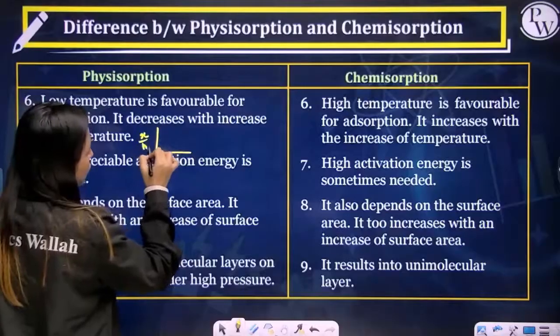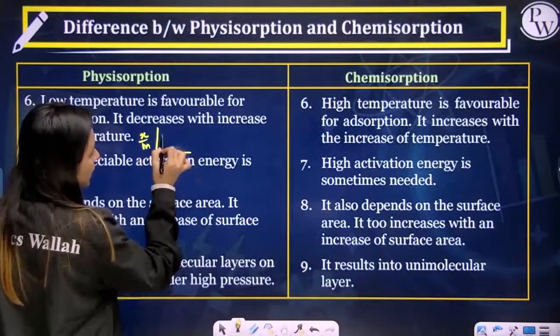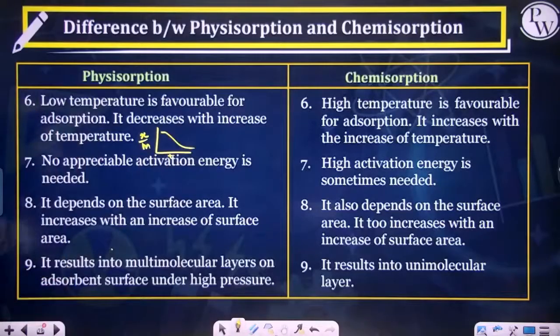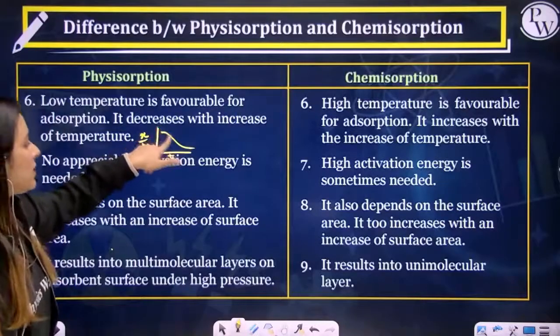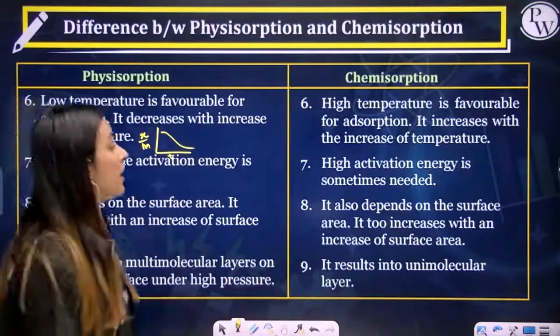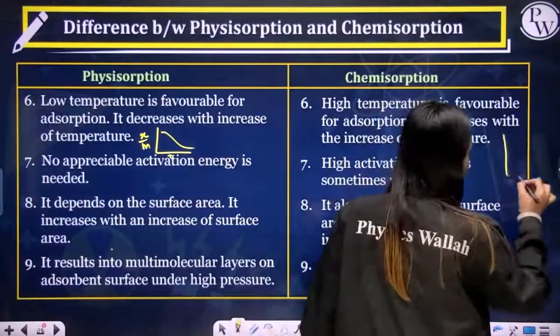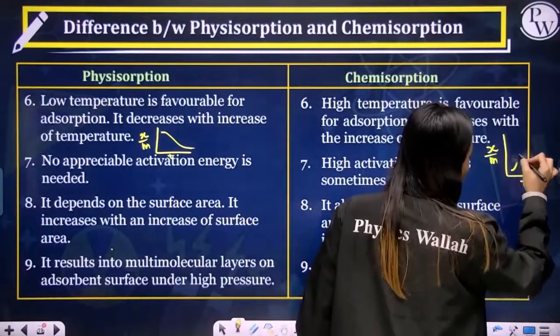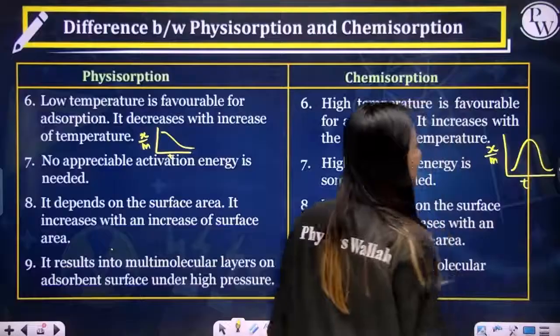The plot for this particular graph is something like this. This is the adsorption. This is the temperature. It just decreases with the increase in temperature. Maximum adsorption, you increase temperature, particles will start moving away and the adsorption will decrease. But for chemisorption, the plot is something like this. This is adsorption. This is temperature. It keeps on increasing up to one saturation point.